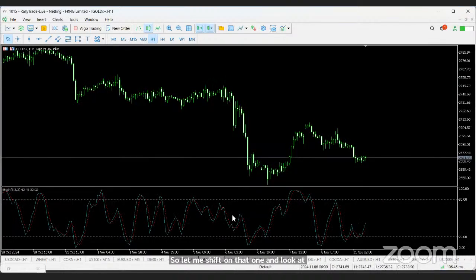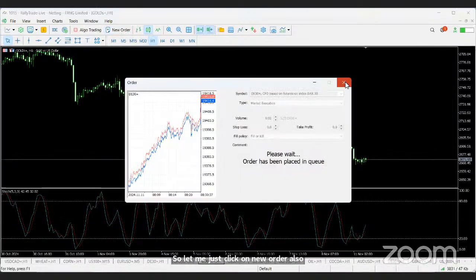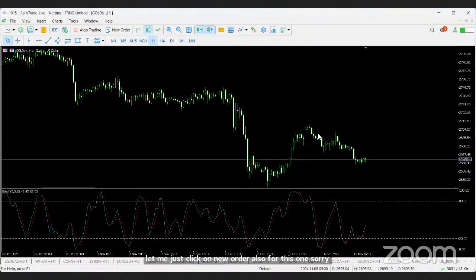Now for gold, the price is properly loaded now. I will be looking to buy also on gold. Everything points to buy. So let me just click on new order also for this one. Sorry, my network is still dull, but I think gold will also do well to push to the upside. It appears that gold wants to push to the upside.